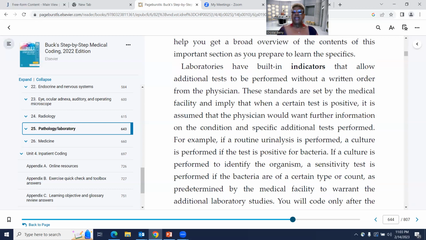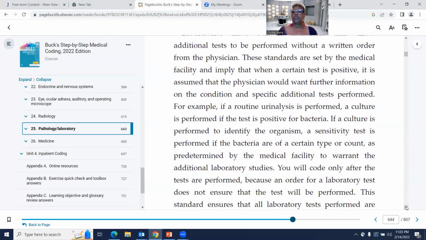For example, if a routine urinalysis is performed, a culture is performed if the test is positive for bacteria. If a culture is performed to identify the organism, a sensitivity test is performed if the bacteria are of a certain type or count as predetermined by the medical facility to warrant the additional laboratory studies.